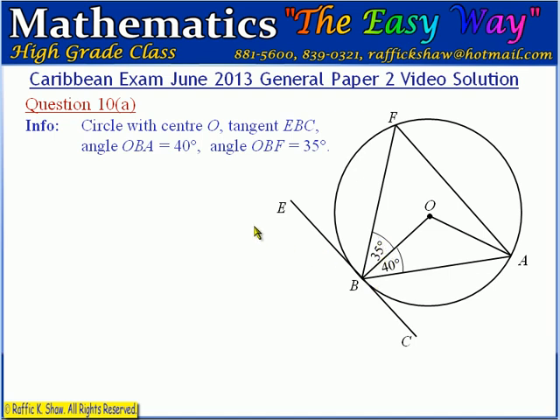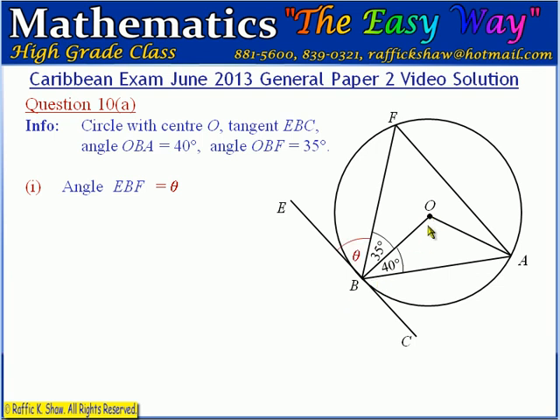And then now we are asked to find a number of angles in this diagram, and we have to give reasons for each of those angles. And so the first angle we're asked to find is angle EBF. That's this angle right here. So let's call it angle theta and show that angle theta on the diagram. So that's the angle that we want.